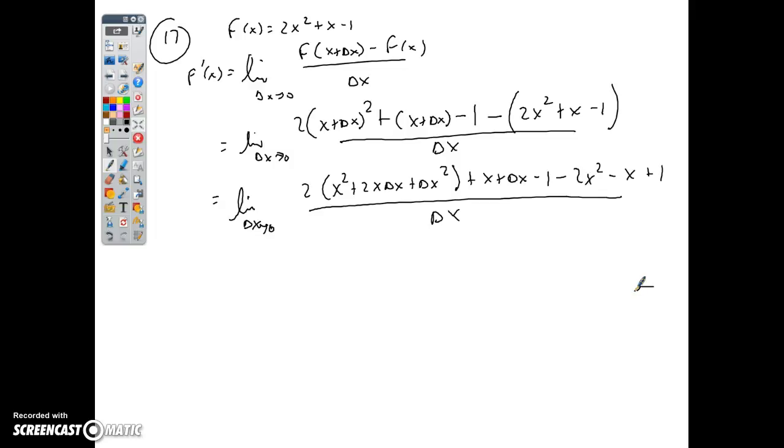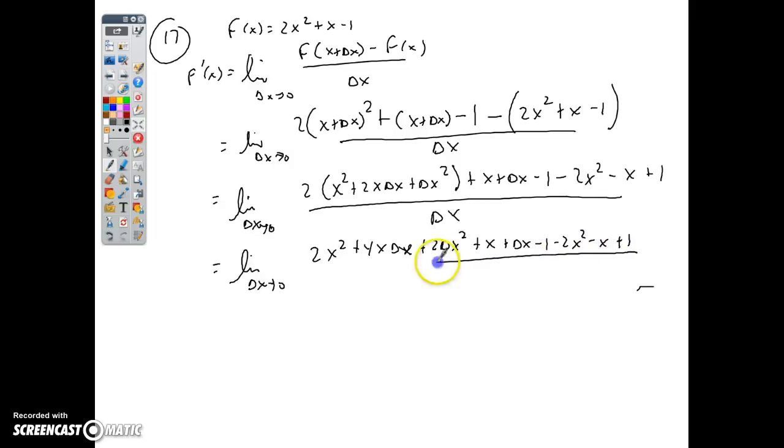Now distribute this 2 through. So I'm going to go limit as delta x approaches 0 of 2x squared plus 4x delta x plus 2 delta x squared plus x plus delta x minus 1 minus 2x squared minus x plus 1, all over delta x. All I did is distribute the 2 through. Didn't do anything else.